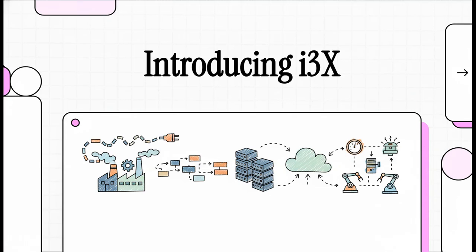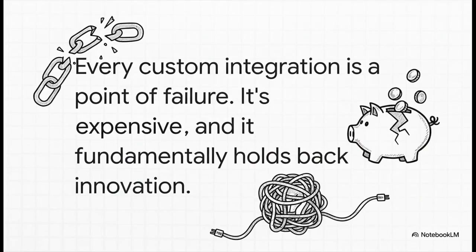All right, today we're going to talk about a new specification that's aimed at solving a really common, really frustrating problem in manufacturing. It's called i3X. That's the Industrial Information Interoperability Exchange. And it's all about getting industrial data to speak a common language. So, let's start with the problem.